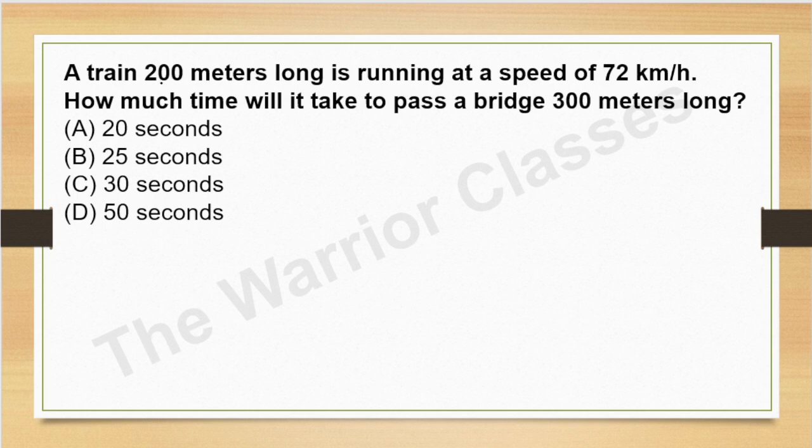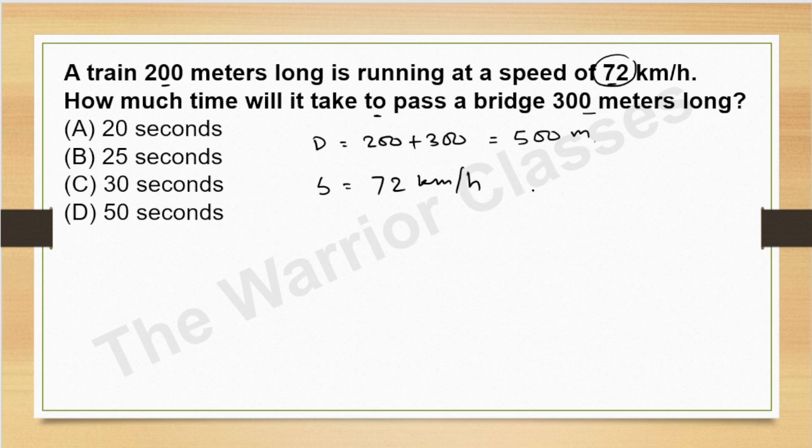Next question here is, a train 200 meters long is running at a speed of 72 km per hour. How much time will it take to pass a bridge 300 meters long? Here in the question the length is in meters, and the speed given is in kilometers per hour. So the total distance to be covered by the train will be its own length, that is 200 meters, plus the length of the bridge, that is 300 meters. So the total distance will be 500 meters, right?